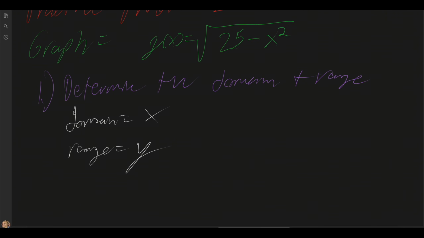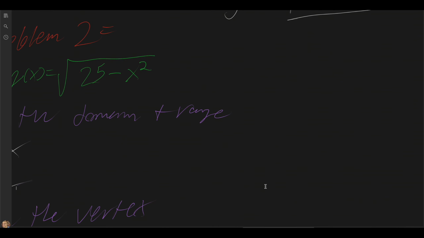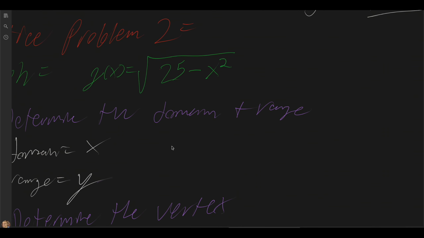And the second part, determine the vertex. And we always remember a little hack: if we can figure out the range, we can figure out the vertex. You got it. And so let's start off with the first part, figuring out the domain.